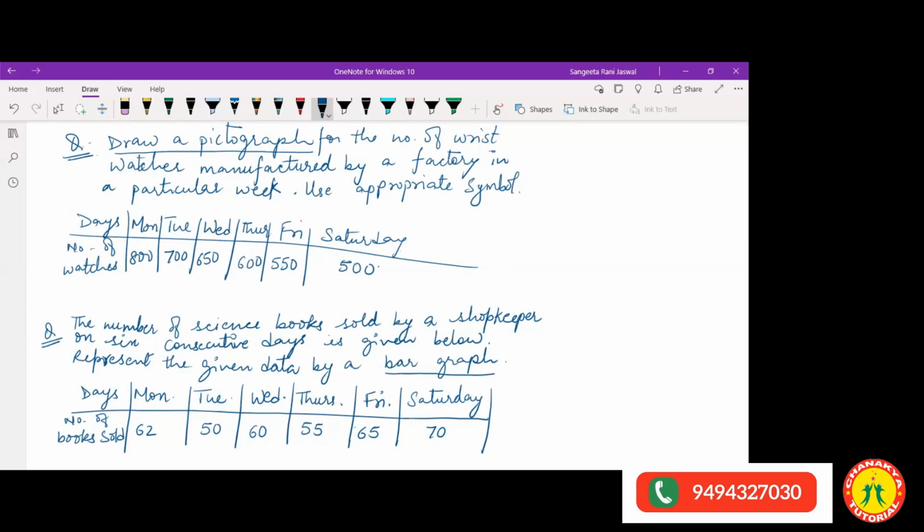Maintain your speed, and with speed maintain the accuracy also. It should not be that you rush, saying you're done, in a hurry. Ma'am, I'm done with the pictograph. Very nice.